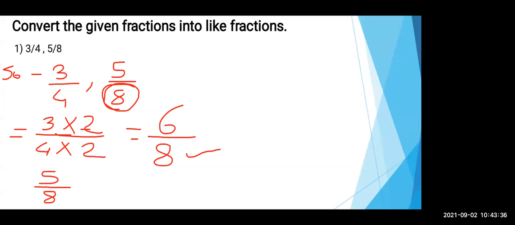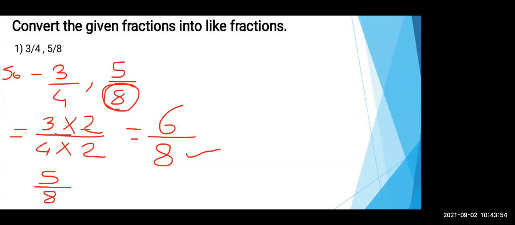Why have I changed only the first? Because the denominators were not the same, so I changed the first fraction. The second fraction I did not change, because it is already given as 5 upon 8. So here we got like fractions.